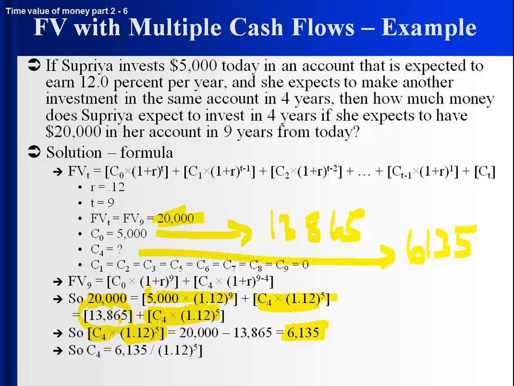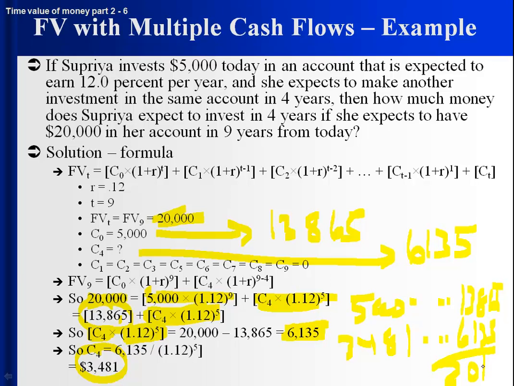So all you have to do is divide both sides by 1.12 to the fifth, and you see that if we put in 3481, so we've got our 5,000, and it'll become 13,865. We put in our 3481 4 years later, and it'll become 6135, giving us 20,000, which is what she expects to have.